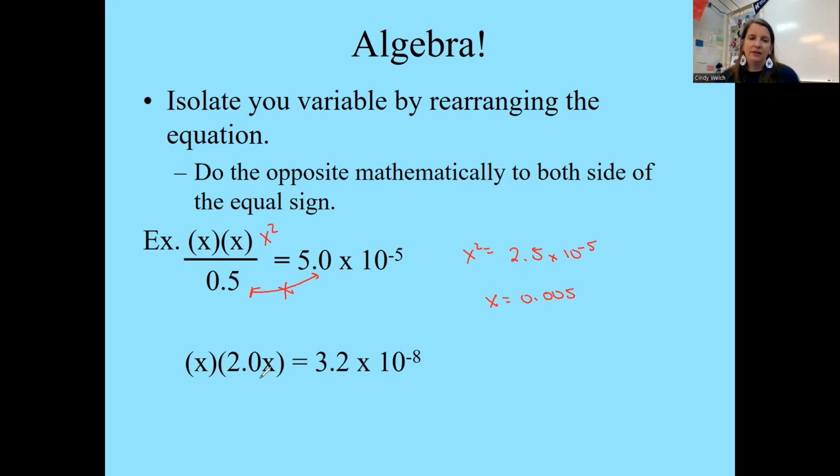0.005. This one, we've got x times 2x equals 3.2 times 10 to the negative 8. Another way to write this over here on the left is 2x squared. So you're going to want to divide both sides by 2 first. So we would have 3.2 times 10 to the negative 8 divided by 2. So x squared is equal to 1.6 times 10 to the negative 8. And then you would square root both sides to get x by itself. And our answer would be 1.3 times 10 to the negative 4. Why 1.3? Well, we only get 2 sig figs because of the values that went into that calculation.